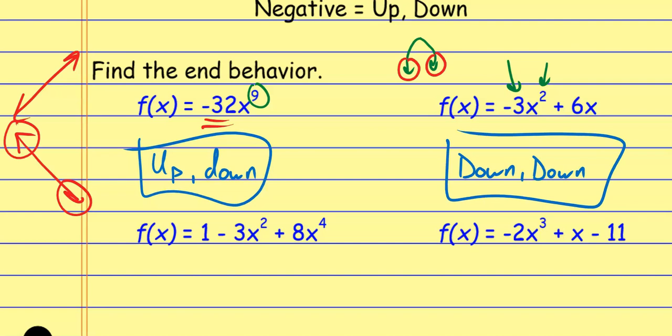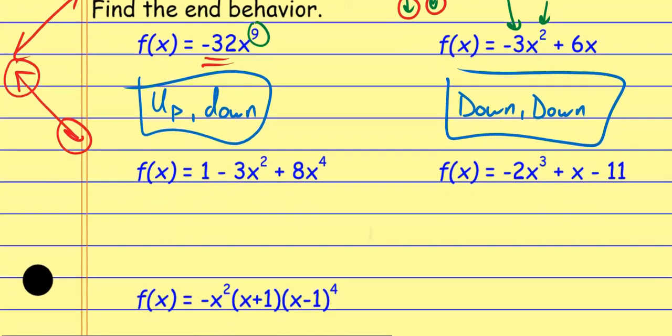Okay? And again, I'm just describing left to right. If I look at the next one, the next one's a little bit tricky only because it's not written in the right format. Remember, these should be written in standard form, so in descending order. So it should be written as 8x to the 4th minus 3x squared plus 1. And now I look at the degree. The degree of this one is right here. It's a 4. It's the biggest exponent. And so this is an even degree.